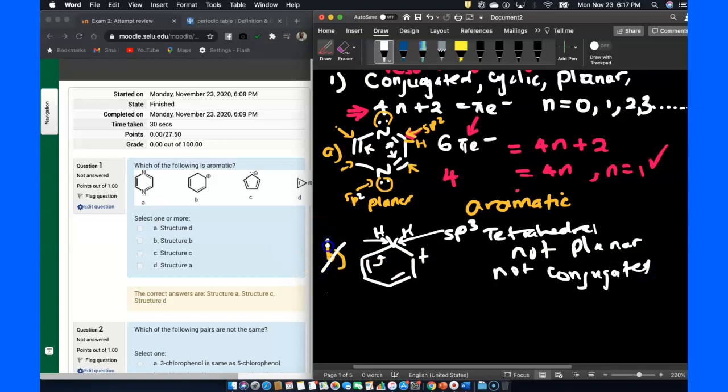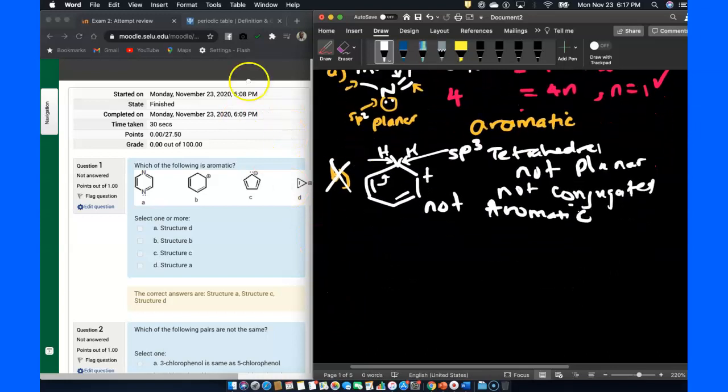So this guy is not aromatic. It fails at least one of the rules. In this case, it's failing 2 of those. And then let's try C. For molecule C, it's drawn like this. It's a cyclopentadiene carbanion. So there's a hydrogen here, it's implied.